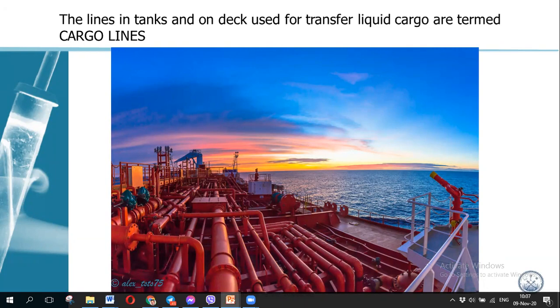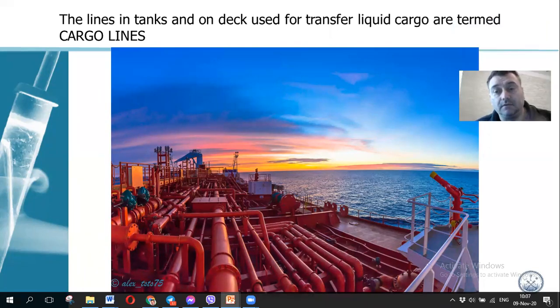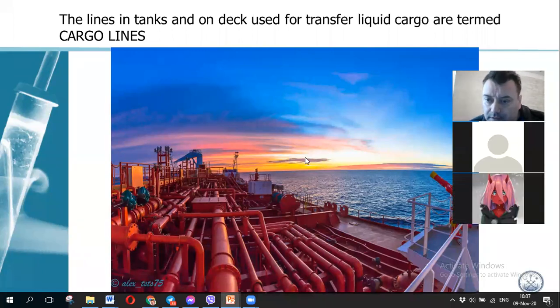But if you go on board our cadet vessel, maybe some of you have already been there, you can see the deck has no cargo pipes. All the cargo pipes are inside the tank. So the tank has its own cargo pipes down. But it doesn't matter. Both of them, cargo lines on deck or in the tank, are termed cargo lines.